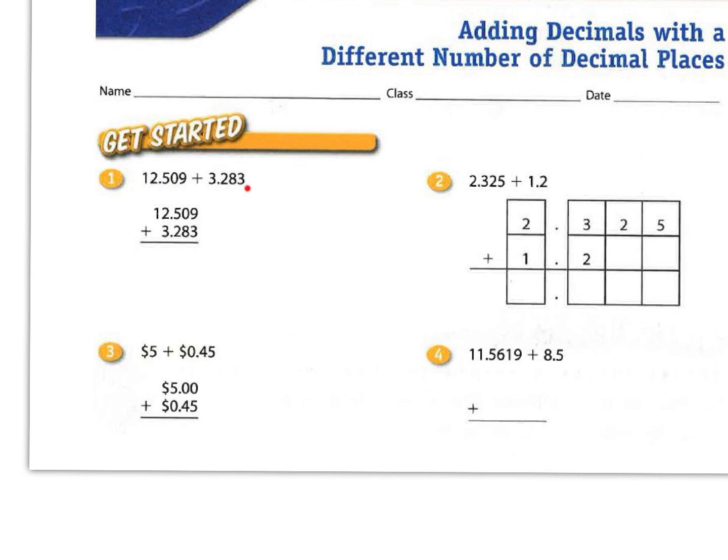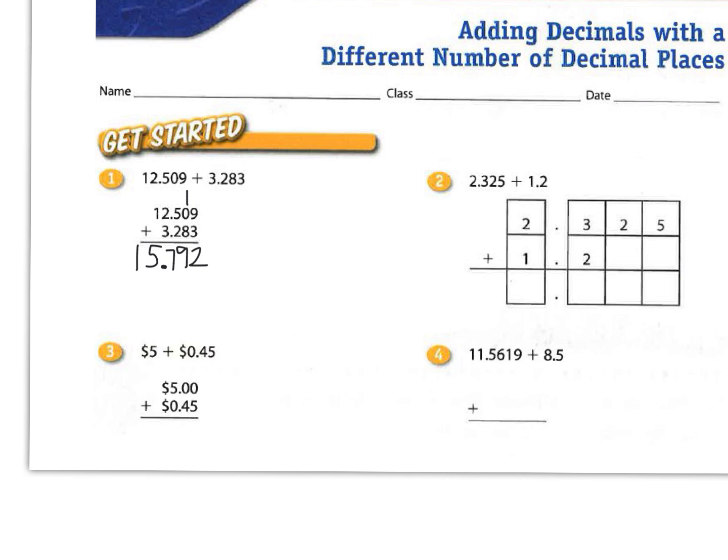We have decimals added. Remember, when we add decimals, we line up the decimal points, okay? And then that helps line up all the other place values. So we start all the way to the right. 9 plus 3 is 12. Regroup that one. 1 plus 8 is 9. 5 plus 2 is 7. Then we have the decimal point. Then 2 plus 3 is 5, and then we have 1.